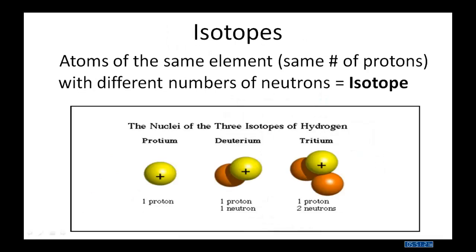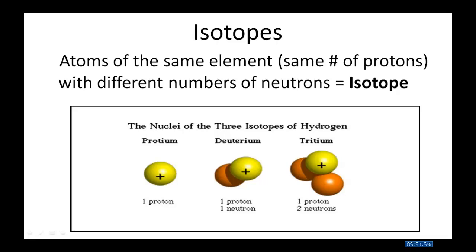So here's today's main point. Isotopes. What is an isotope? An isotope is an atom of the same element, that means the same number of protons, with a different number of neutrons. That's the definition of an isotope. It doesn't have anything to do with electrons. It is neutrons. You have the same element, so the proton count stays the same. It's the neutrons that are varying.